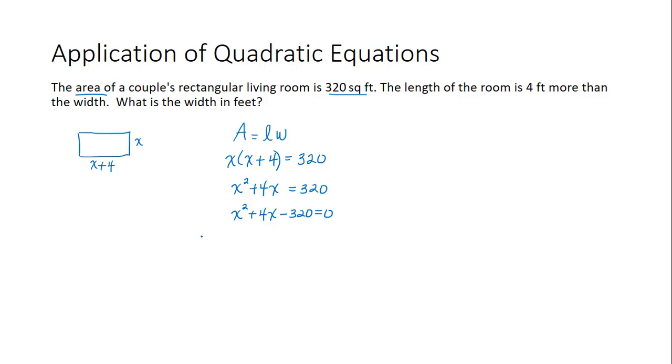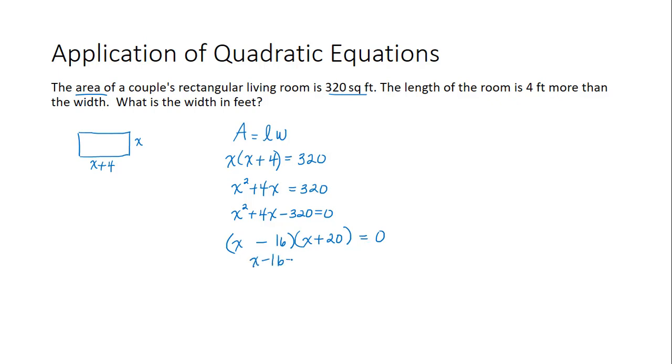I will solve it by factoring because I think I know the factors of 320 whose difference is 4. 16 times 20 is 320, and the difference between those two numbers is 4, so that should work. I need to have opposite signs on the 16 and 20, with the larger of the factors being positive since the 4 is positive. So we're going to have X minus 16 and X plus 20 is equal to 0.